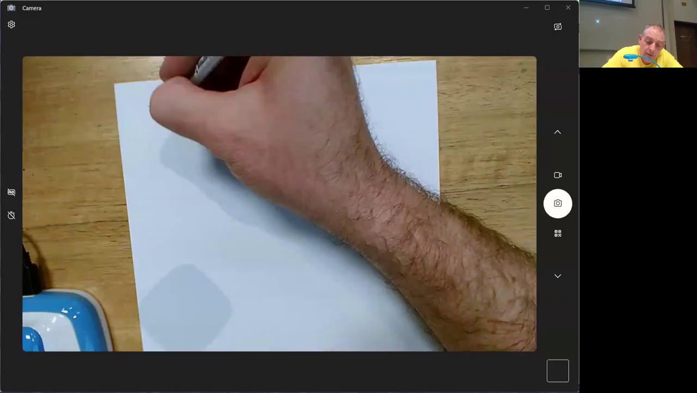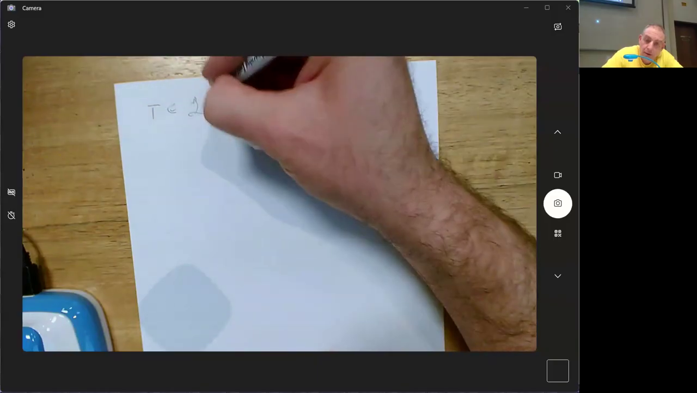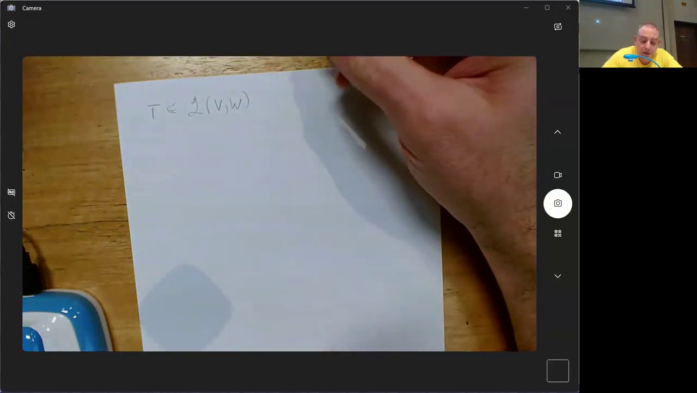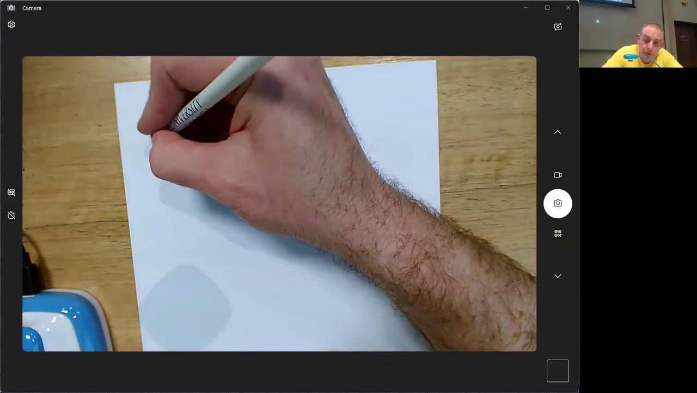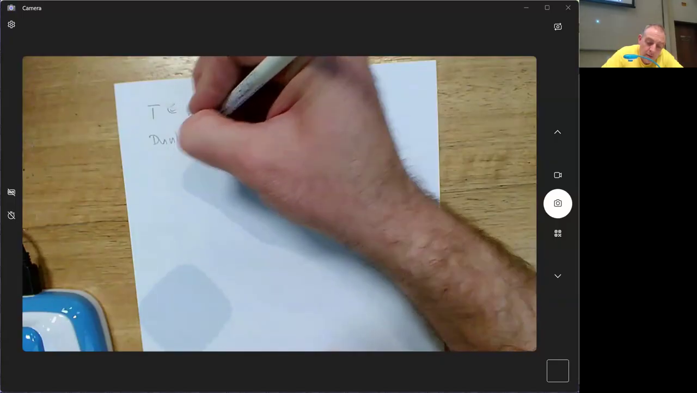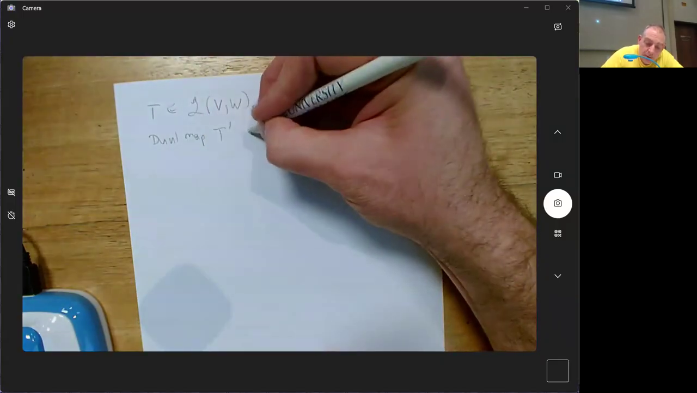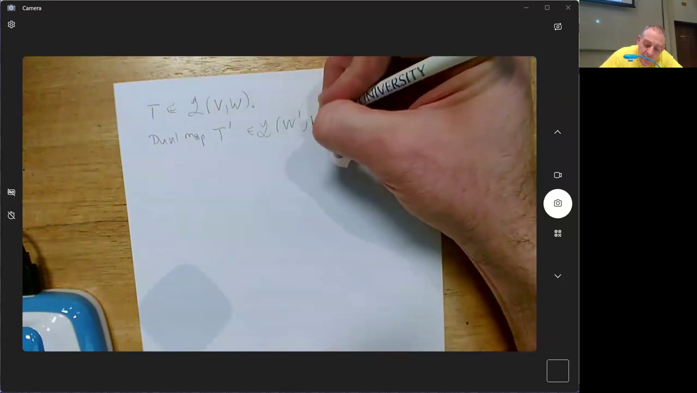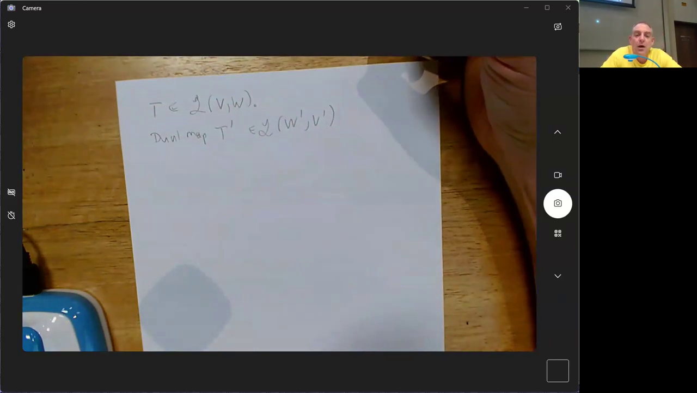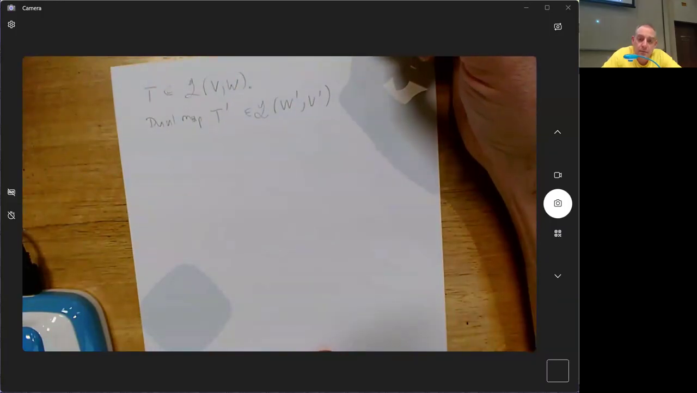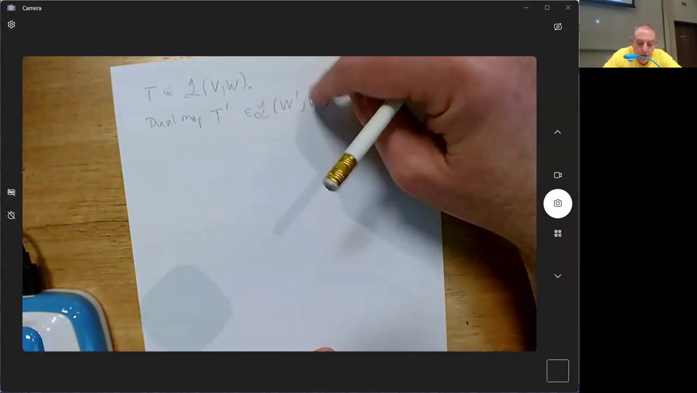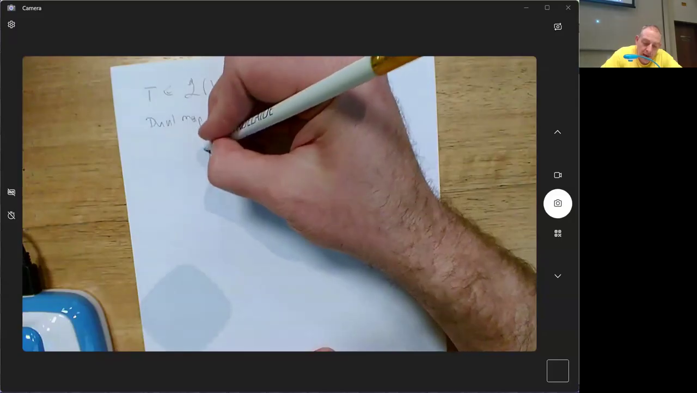So T is in the space of linear maps, I really should look up what it's called, from V to W. The dual map T dashed, which is in the linear space. Oh no, it's not from W back to V. It's from W dashed back to V dashed. Right. Okay.